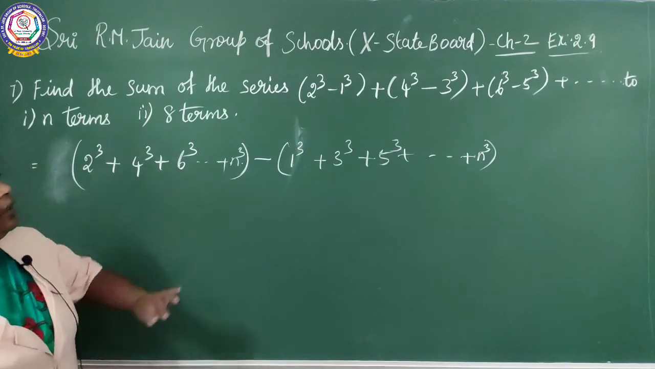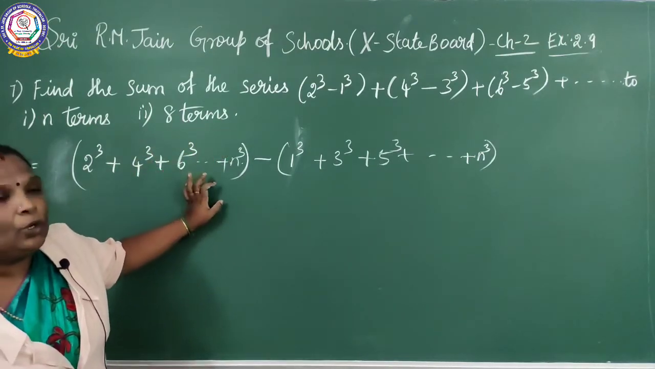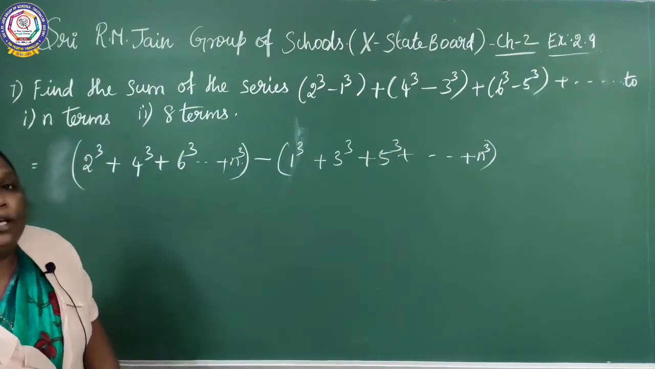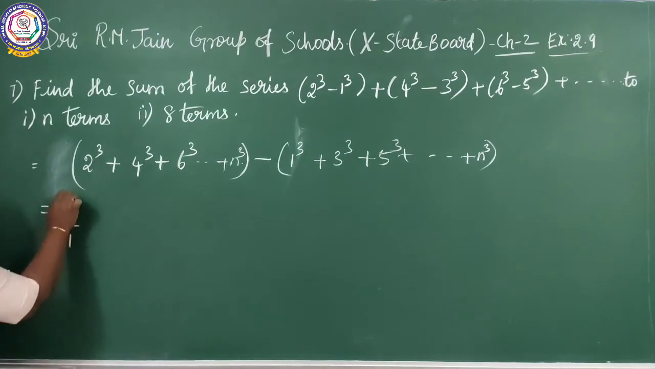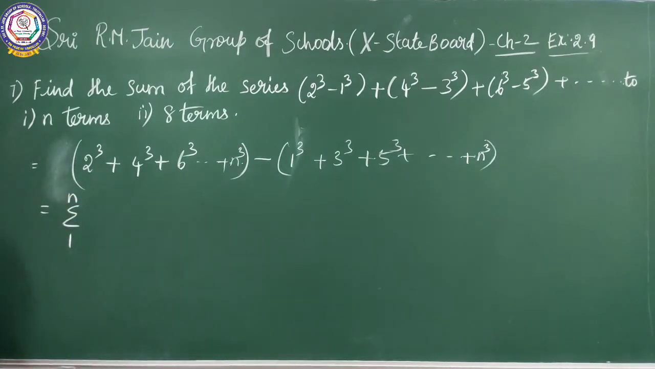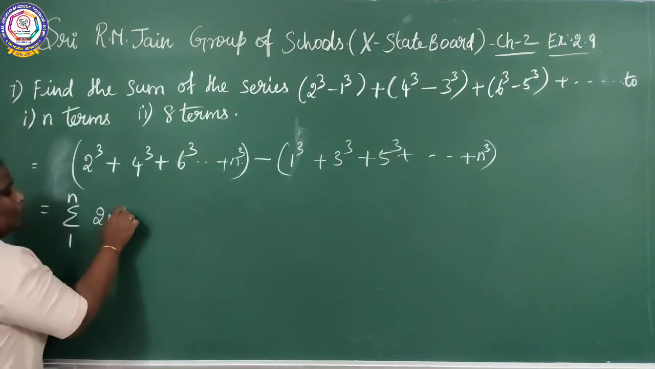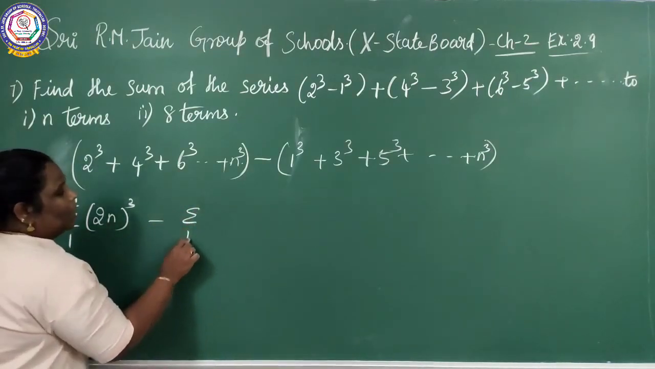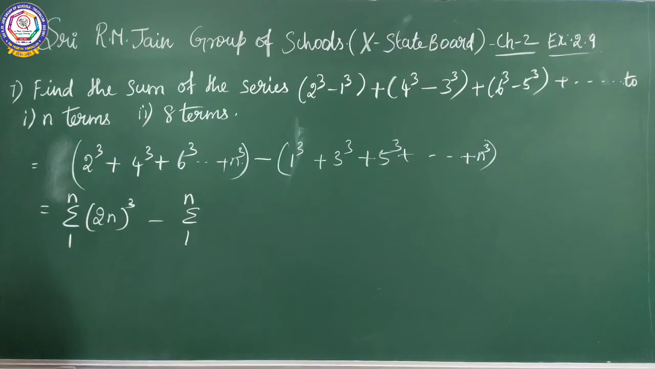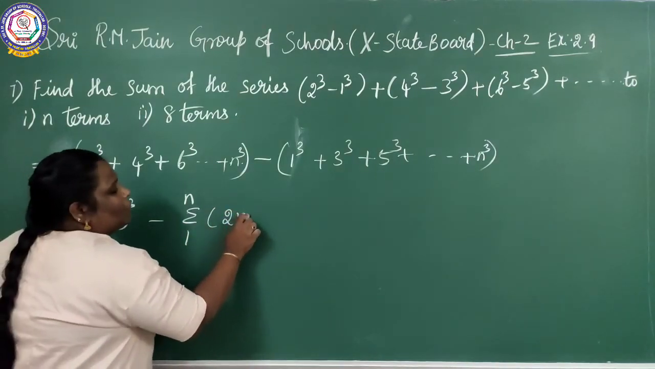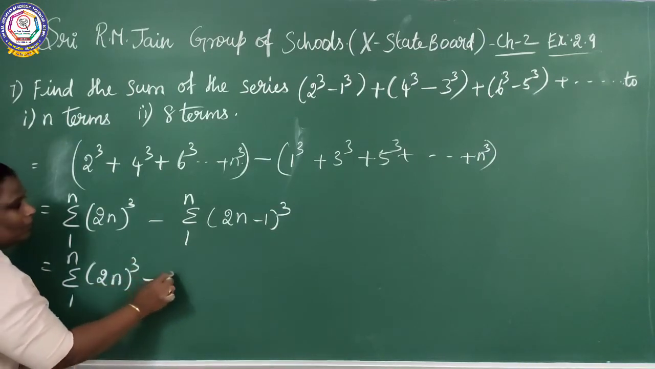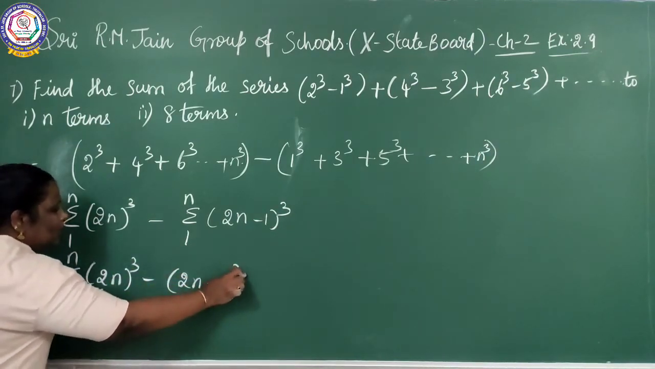So I can split the term: 2 cube plus 4 cube plus 6 cube up to n cube, minus 1 cube plus 3 cube plus 5 cube up to n cube. You can write it in a sigma 1 to n. This is nothing but 2n the whole cube, minus sigma 1 to n of the odd number, which you know very well how to write: 2n minus 1 the whole cube. So you will write sigma 1 to n of (2n the whole cube minus 2n minus 1 the whole cube).